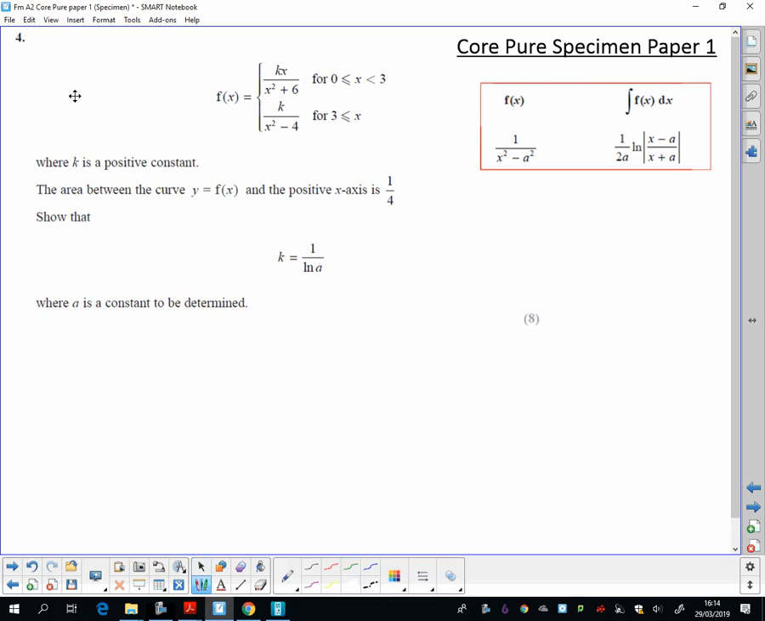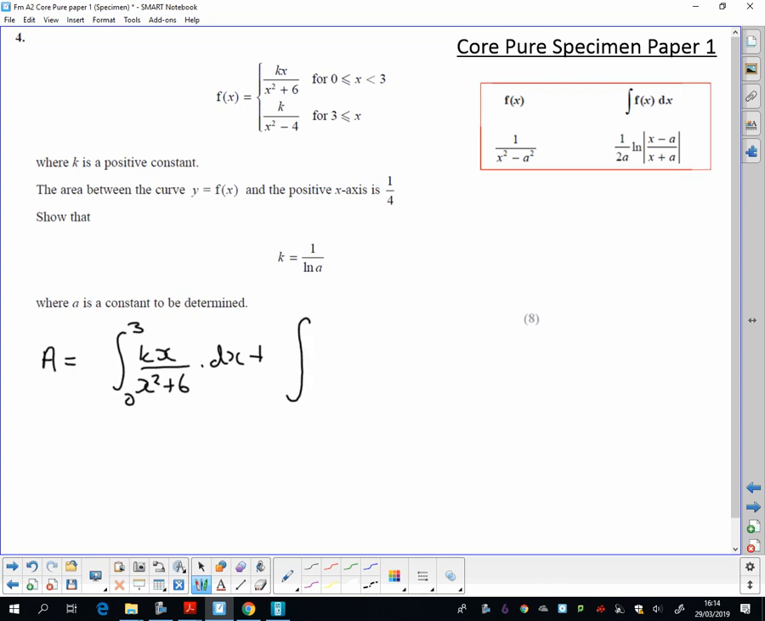So here we've got quite a simple looking question. We've been given the area between the curve and the positive x-axis, and we want to find k. So we start off thinking, okay, the area, we're going to integrate that first section between 0 and 3.